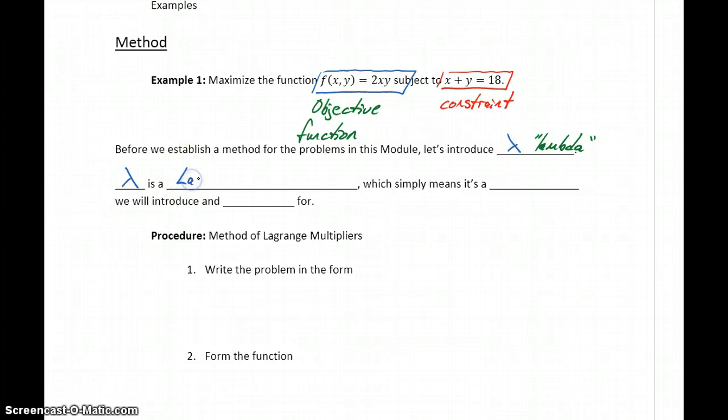In this case, this Greek letter lambda that we're going to introduce is going to be referred to as a Lagrange multiplier, which really essentially just means that it's a new variable that we're going to introduce. And once we've introduced it, we'll look at trying to solve for it. Similar to how in the past we solved for x and y, lambda is just a new variable. We're going to be able to take partial derivatives with respect to that variable and apply similar techniques we've used in the past.